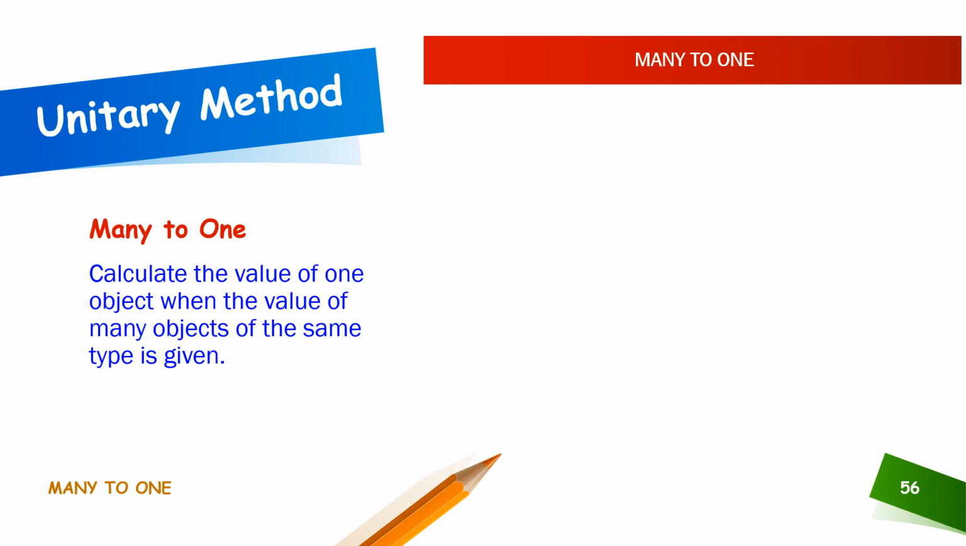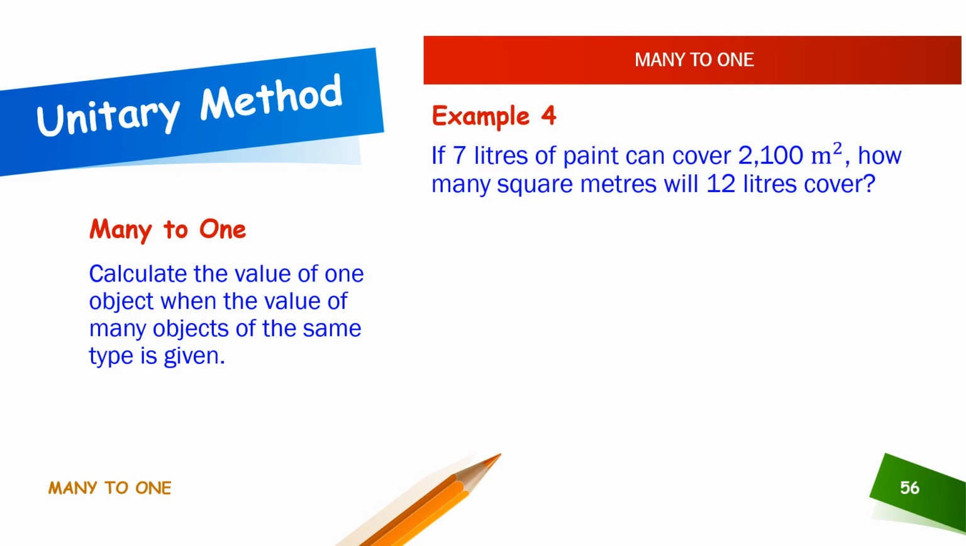Let's now take a look at a final example. If 7 litres of paint can cover 2,100 meters squared, how many square meters will 12 litres cover? So let's solve this. Now 7 litres covers 2,100 meters squared.